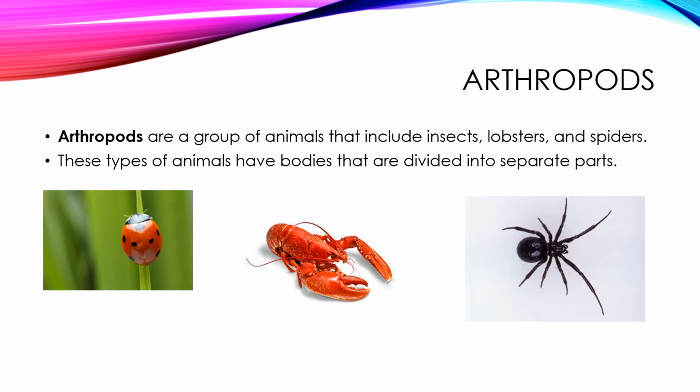Now, if you look at these 3, you'll notice that their bodies are divided into separate parts. You can see that the head is distinct from the body. This is another way to classify arthropods.